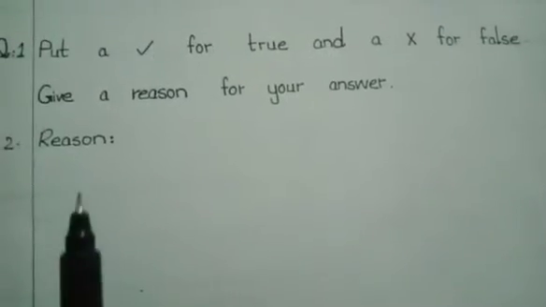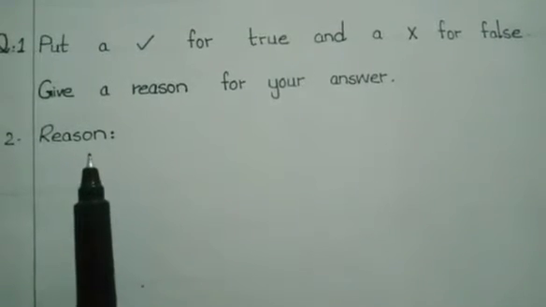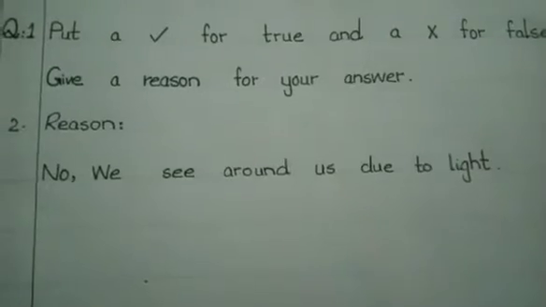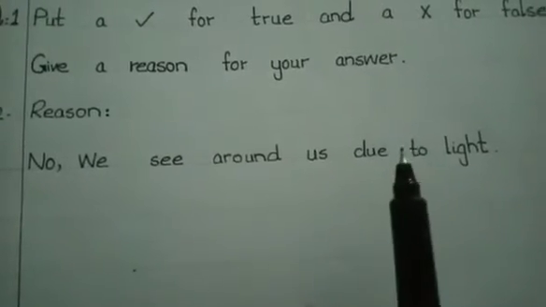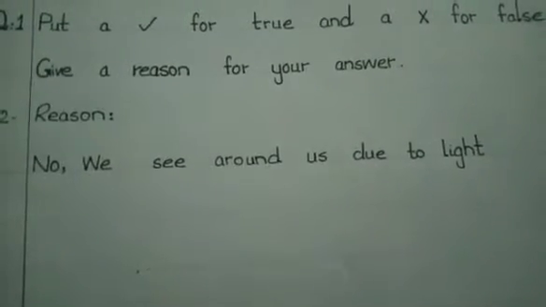The next statement is: if no light falls on this book, you can still see it. So this statement is wrong, and we make a false sign here. Now we write the reason for statement number 2. The reason is no, we see things around us due to light.